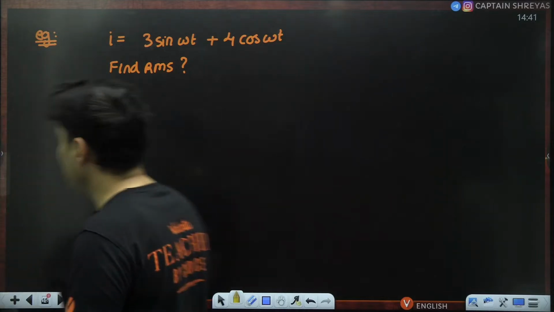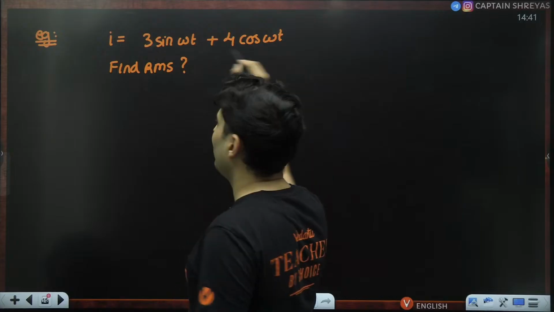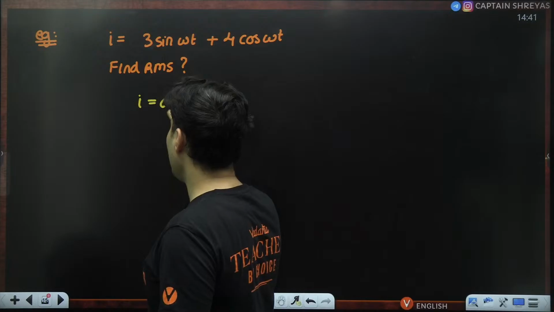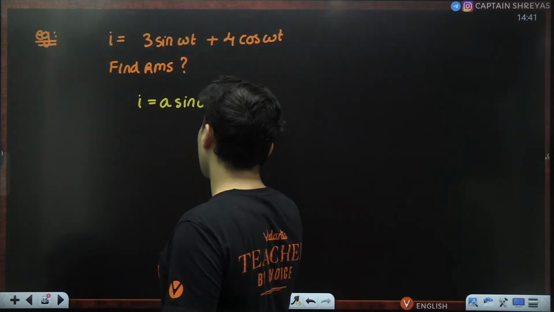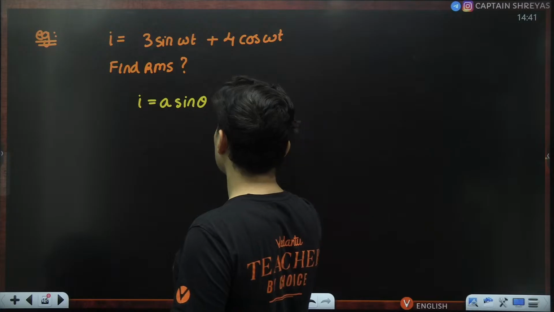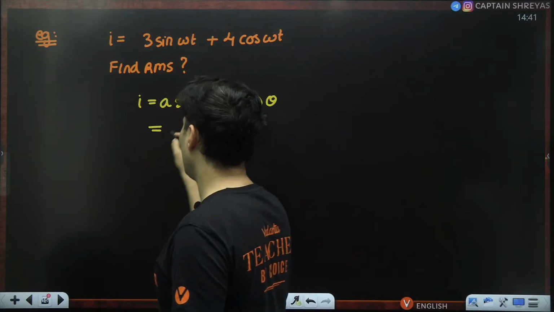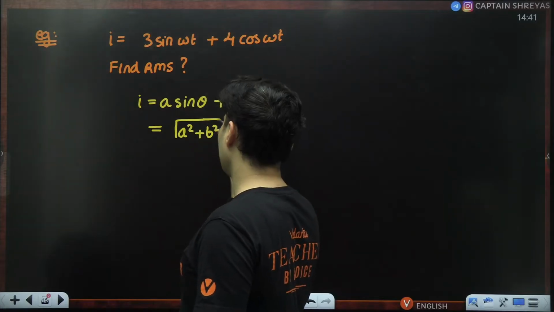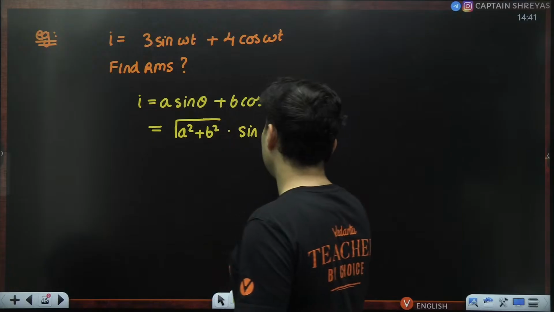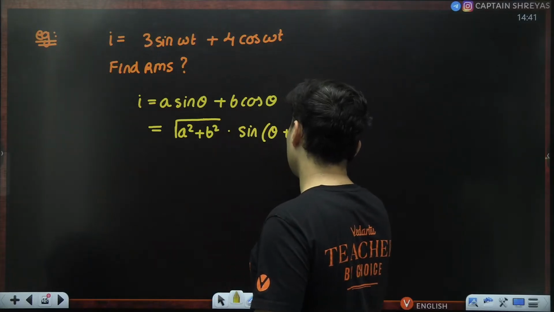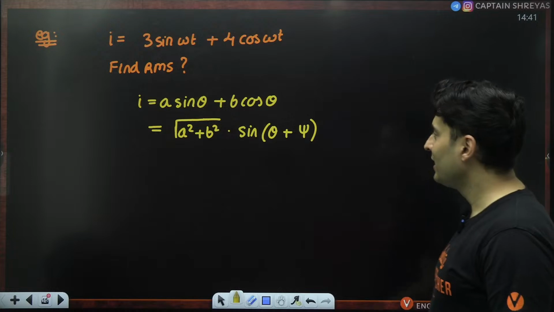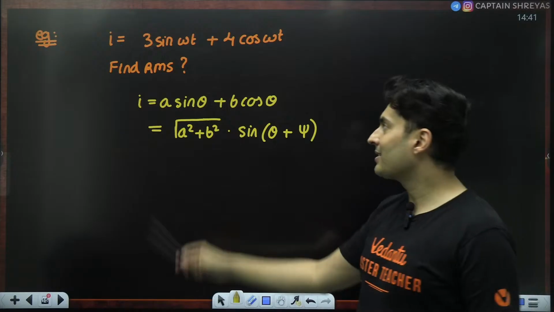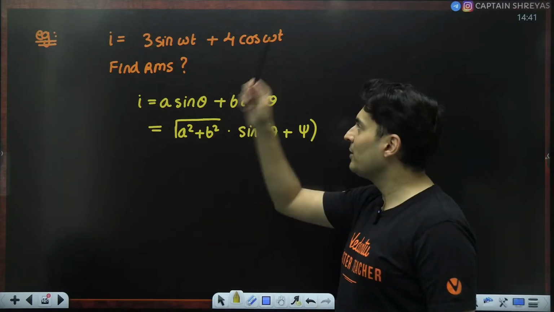So, my dear students, whenever you have such a function, of the form current is A sine theta plus B cos theta, this can always be written as root of A square plus B square into sine of theta plus some psi, or phi or whatever value you want to take. Remember this? You would have done this in trigonometry, maximum and minimum value of A sine theta plus B cos theta.